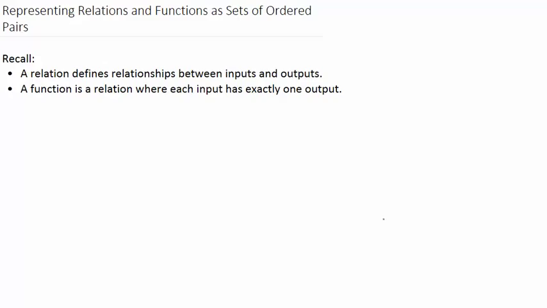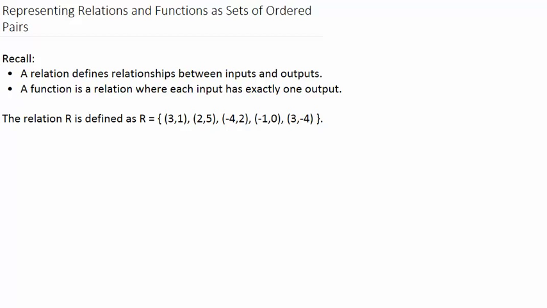Okay, so I'm going to list a relation here as a set of ordered pairs and talk you through how to think about it. So here I've given you the relation R. It's defined as follows. These braces are used for many things, but most commonly they're used to indicate a set of things. And so the elements of this set are ordered pairs: (3, 1), (2, 5), (-4, 2), (-1, 0), (3, -4). So this set contains 5 ordered pairs. This relation contains 5 ordered pairs.